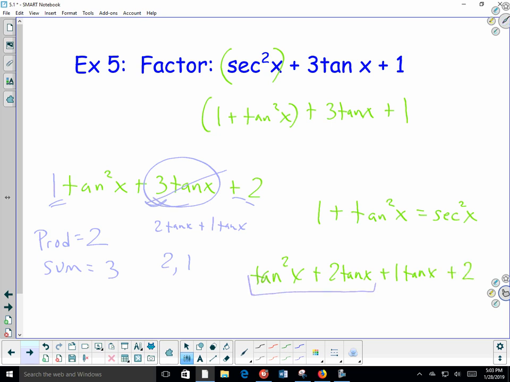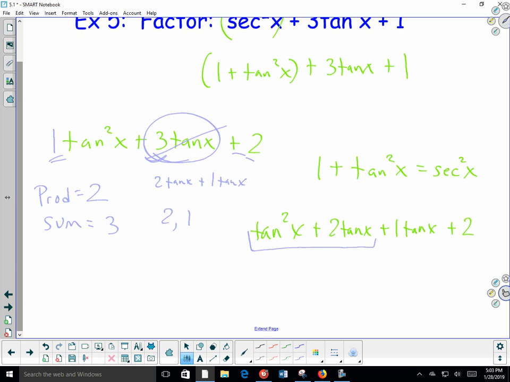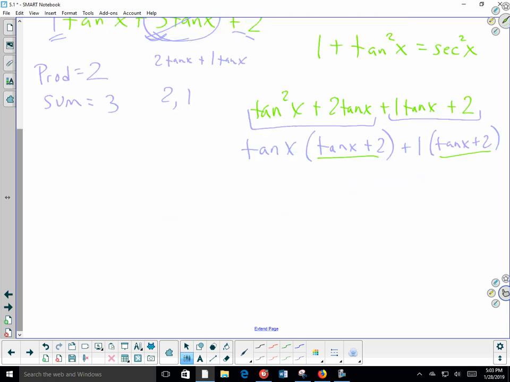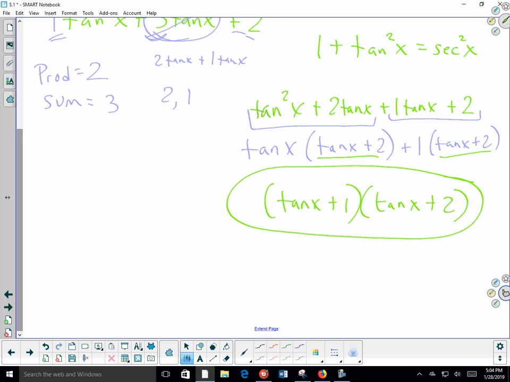Factoring by grouping, I think I could factor out tangent x, and then I'll be left with tangent x plus 2. And then what can I factor out of this? Nothing, except 1 or negative 1. I'm going to factor out a positive 1, and I'll be left with tangent x plus 2. But good news, the parentheses match, so I can factor this into tangent x plus 1 times tangent x plus 2. And we're done. That's as far as we can go with this.